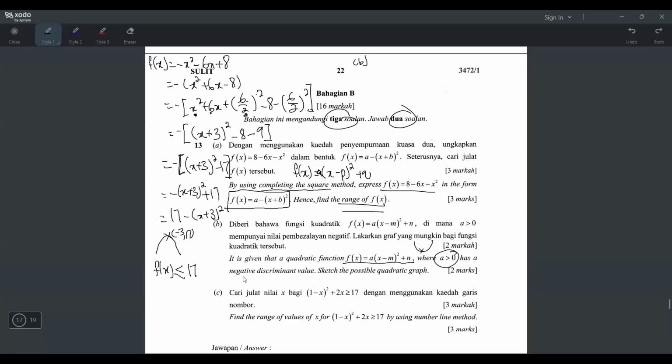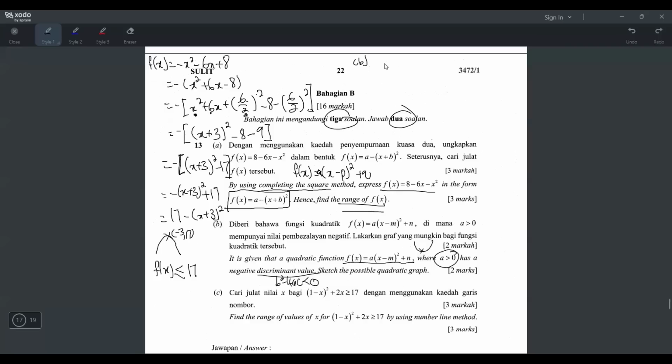It has a negative discriminant value. Discriminant means b squared minus 4ac. And what happens if your b squared minus 4ac is negative, smaller than 0? It means your curve has no roots. No roots means the x-axis will not touch your curve. Your curve does not touch the x-axis. Okay, now they say sketch the possible quadratic graph.